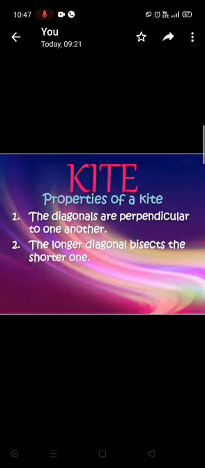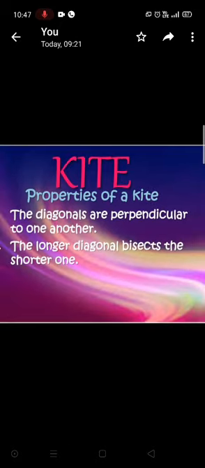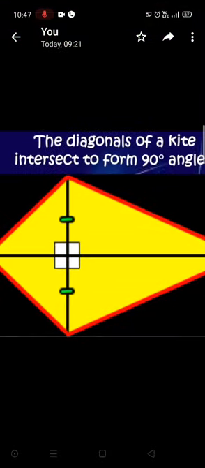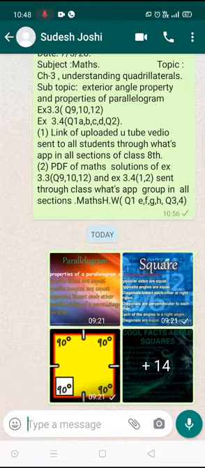Okay. Now, kite. Diagonals are perpendicular to one another. The longer diagonal bisects the shorter one, and bisects it at 90 degrees. Also, there is one pair of consecutive equal sides and a second pair of consecutive equal sides, so we get two pairs of equal sides. Okay, so these are the properties.